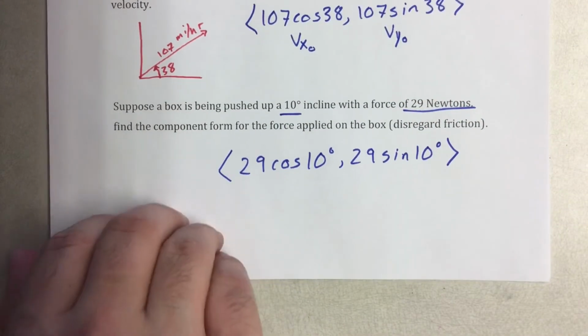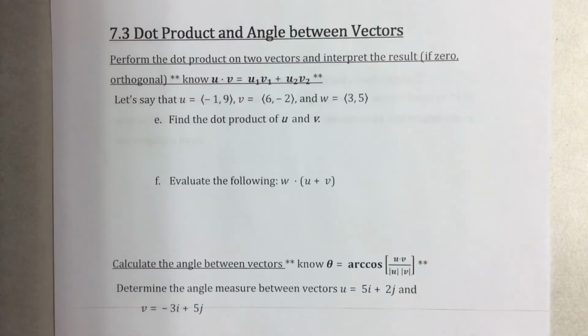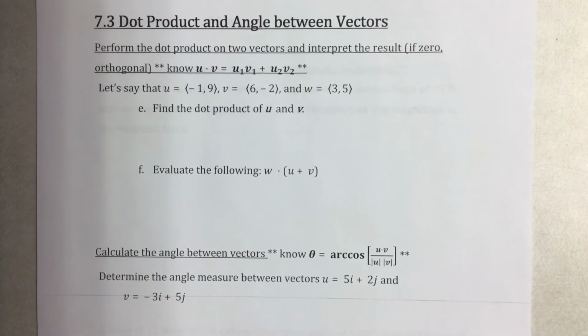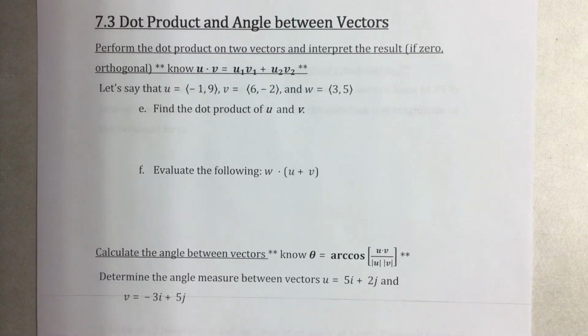All right. So let's see. Now we are in section 3. Section 3 is where we discussed the dot product and the angle between vectors. Up to this point, it's been the direction angle, the angle from the x-axis. This is the angle between vectors. So perform the dot product on the following vectors, and if it's 0, that's orthogonal.